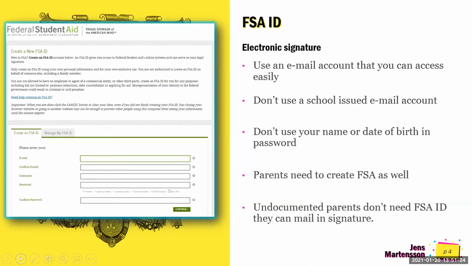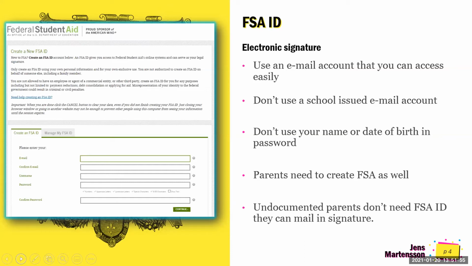For our FAFSA application, you will need a login, which is called an FSA ID. An FSA ID is an electronic signature. You can use it to start the FAFSA application, to finish the FAFSA application and sign at the end as well, and to transfer your IRS information into the FAFSA and make it a lot easier for you.